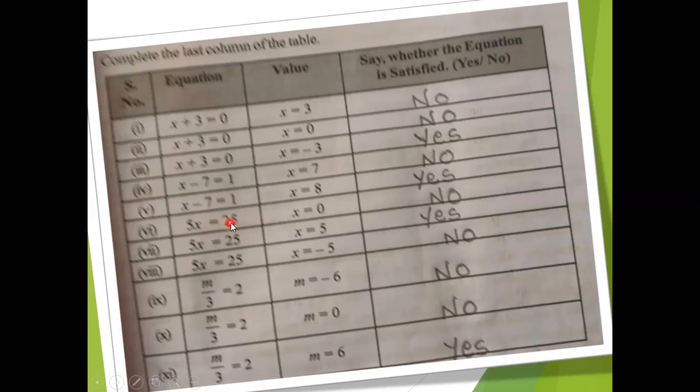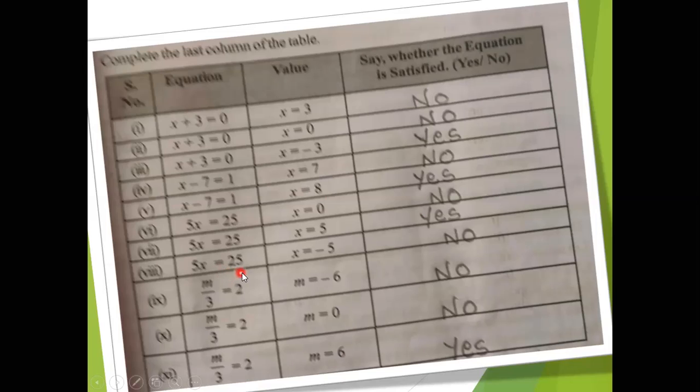5x equals 25. So here the x value given is 0. So 5 into 0 will give us 0. So 0 is equal to 25? No. Next, 5x equals 25, whereas the x value is 5. 5x means this is nothing but multiplication. So 5 into 5, you will get 25. So 25 is equal to 25? Yes.